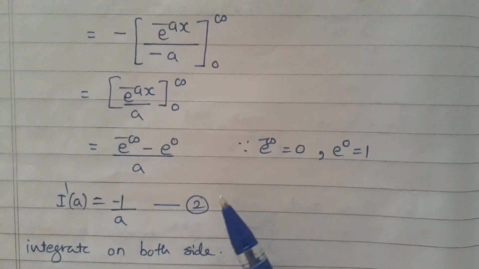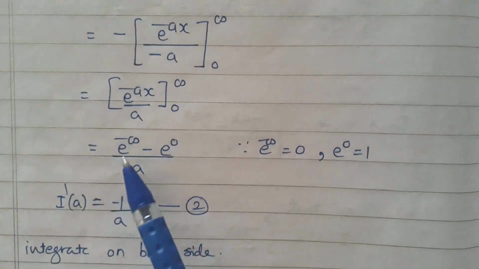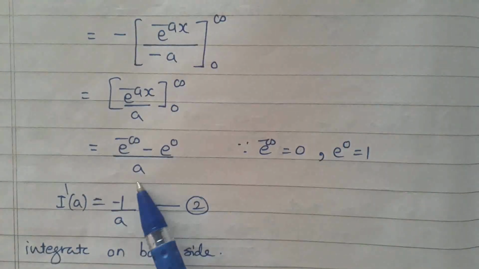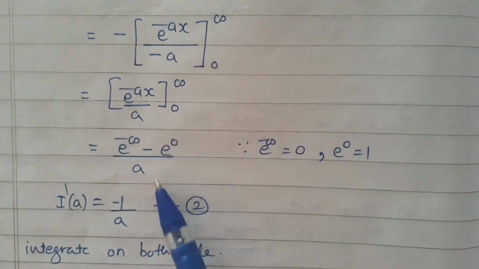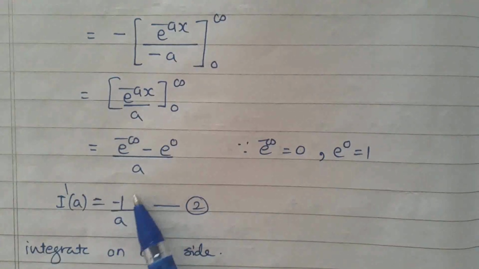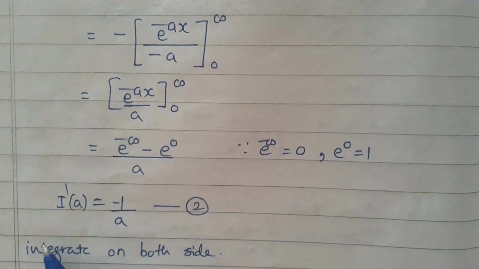After applying the limit 0 to infinity to this function, this minus minus becomes plus, e raised to minus infinity minus e raised to 0, upon a. So e raised to minus infinity is 0, e raised to 0 is 1. So the output is I dash of a is equal to minus 1 upon a. But we want I of a, so integrate on both sides with respect to a.